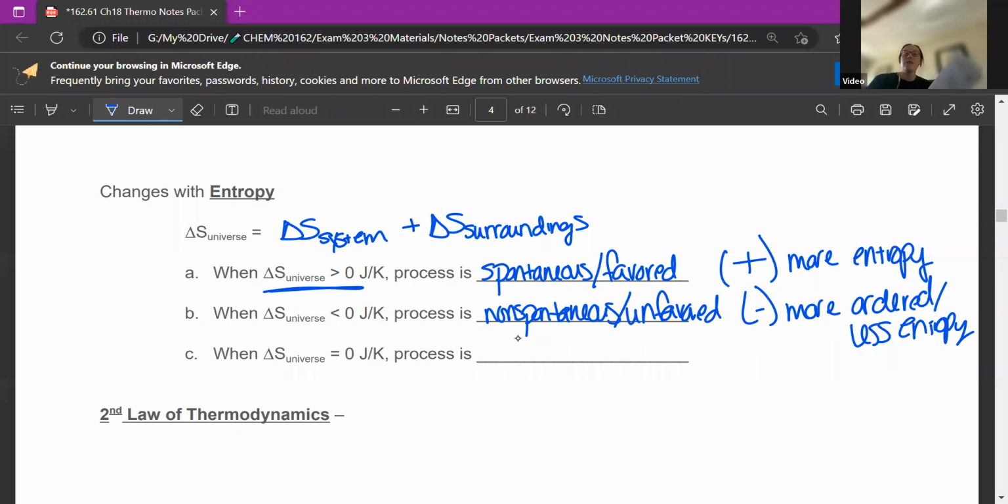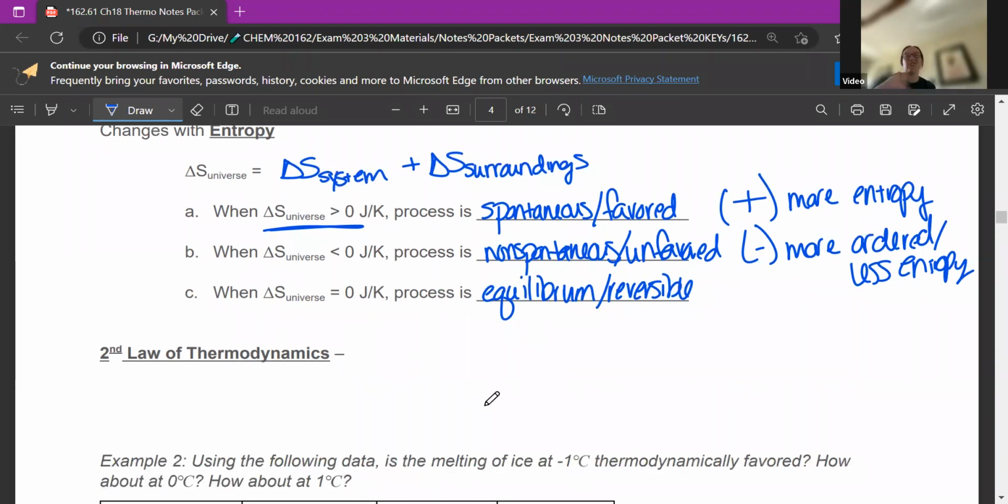Okay, when delta S of the universe is 0, then the process is essentially at equilibrium, right? Or reversible. Either can happen. Okay, so this brings us to the second law of thermodynamics, which has to do with entropy. And I've kind of already said this. We're just going to put it into more specific words. It is that the entropy of the universe is always increasing. It tends toward chaos, right?